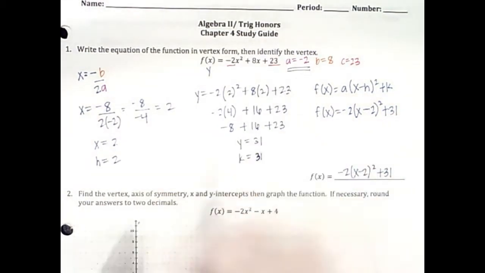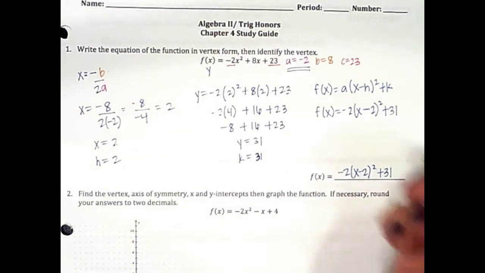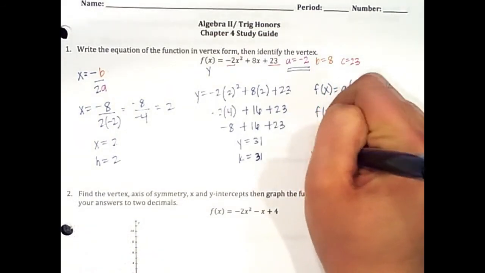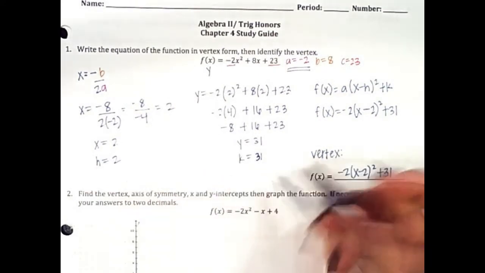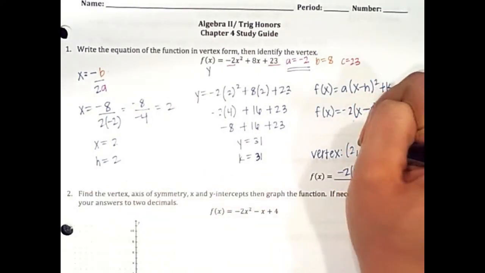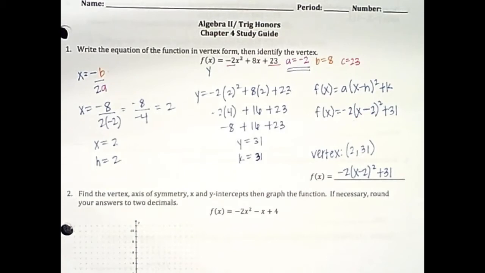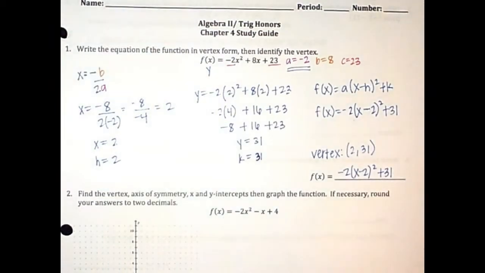And it does say identify the vertex. I didn't leave a spot for that. So the vertex, we already found (2, 31). And that concludes number 1. So on to number 2.